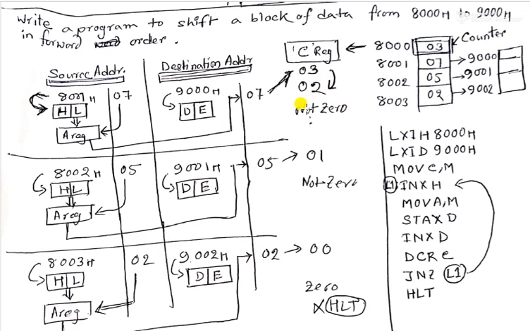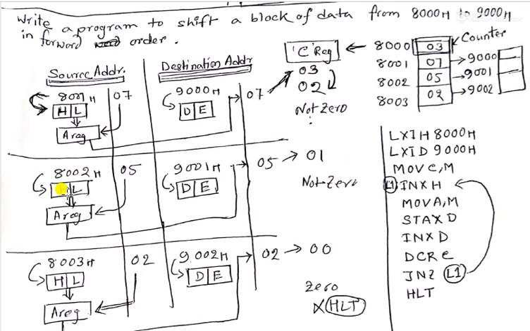Okay, and then check if it is 0. No, it is true. That means it is not 0. We increment the HL pair register content, that is 8001 to 8002, and similarly we also increment the 9000 to 9001 which is stored at our DE register pair, and the same process will continue.